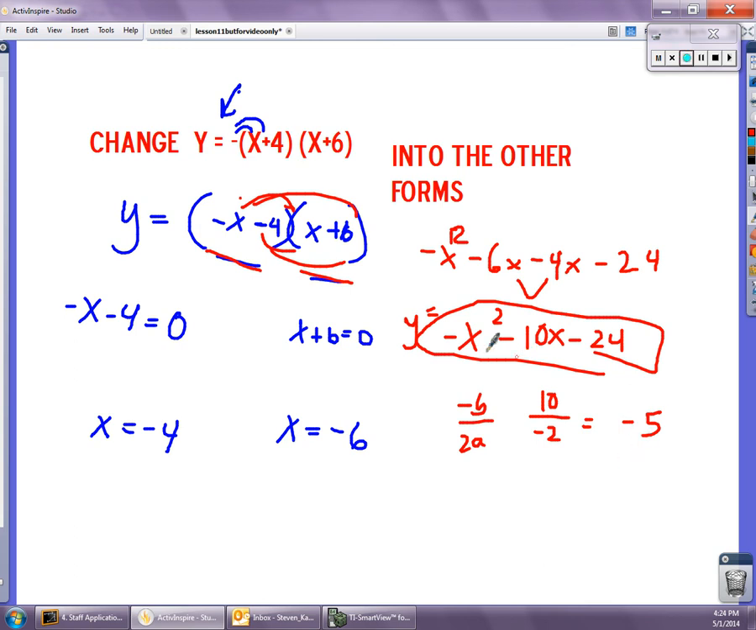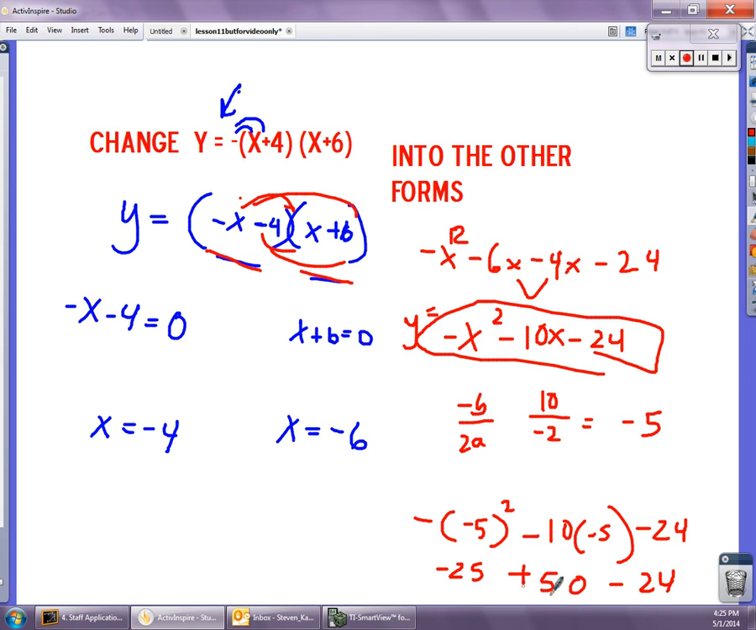And to find out what k is, I'm going to plug it back into this equation. So instead of x, I'm going to do negative 5 squared minus 10 times negative 5 minus 24. So negative 5 squared is positive 25, but then you multiply it by negative 1, and you get negative 25. Minus, now negative times a negative, this is going to end up becoming plus 50 minus 24. Negative 25 plus 50 is positive 25. 25 minus 24 is 1. So our vertex is at negative 5, 1.